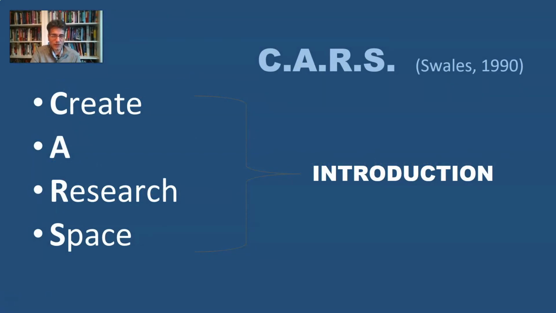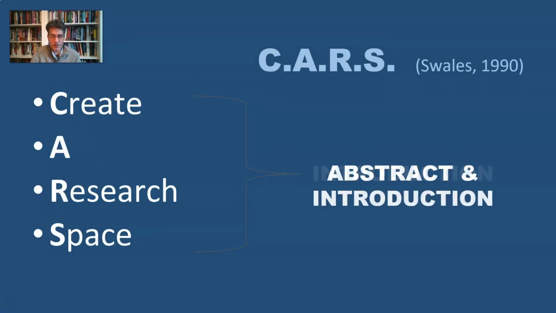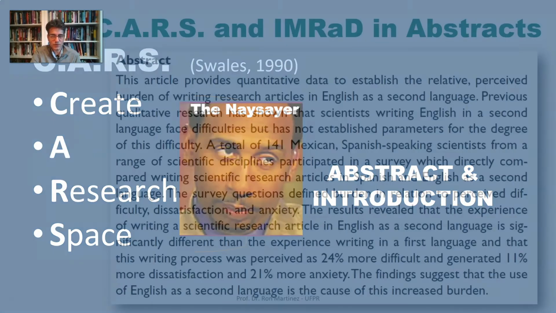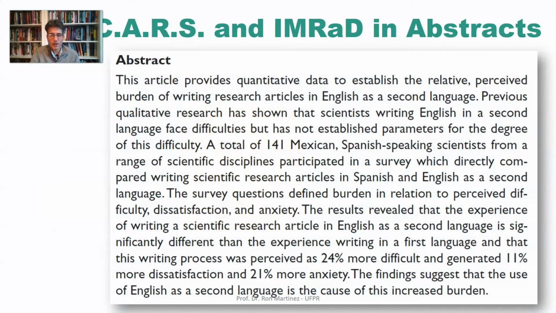So we've talked about creating a research space in the introduction, and today we're going to talk about how you can already signal your research space in the abstract, keeping that naysayer in mind as you do so. All right. So this is an article that you have seen already in a previous video, previous module about the burden of writing research among Mexican scientists.